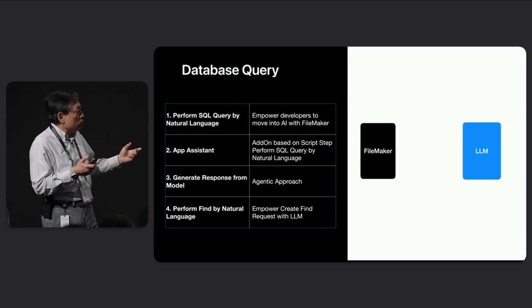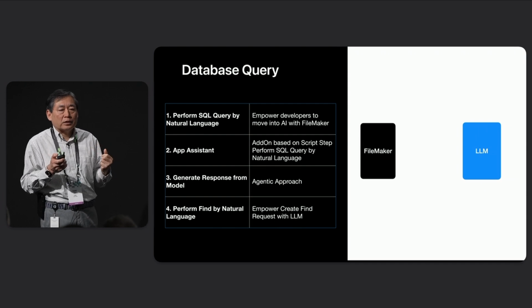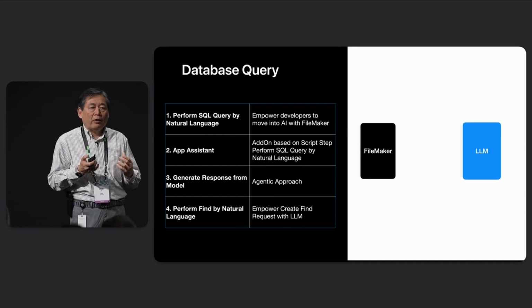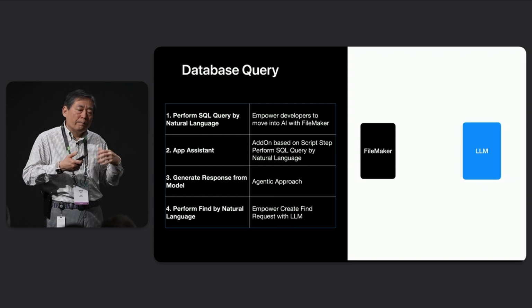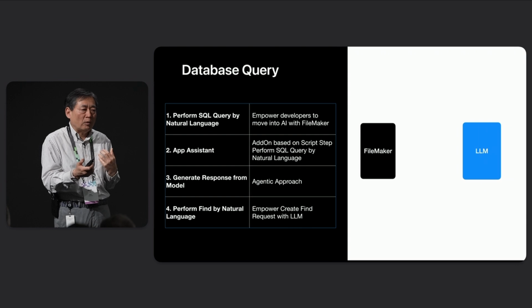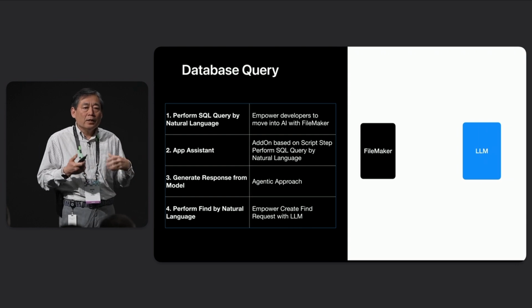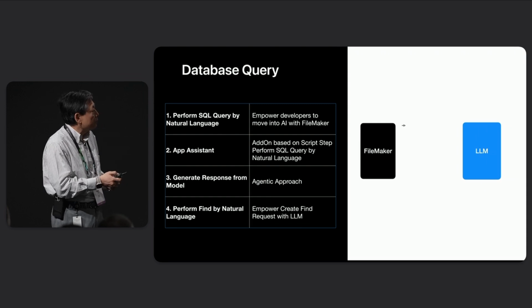What we are looking for from the LLM here is not the SQL statement. We ask the LLM to give us a search spec, and probably also a sort spec. Sometimes it's a search spec, sometimes a sort spec, sometimes both. Then the FileMaker database engine executes it.